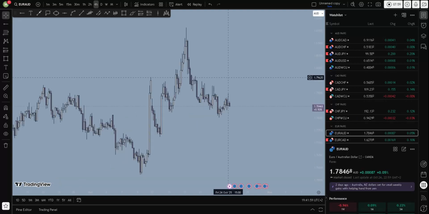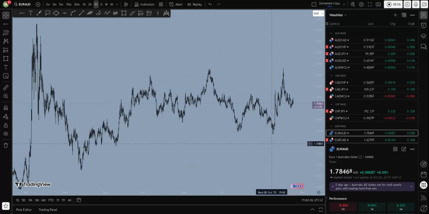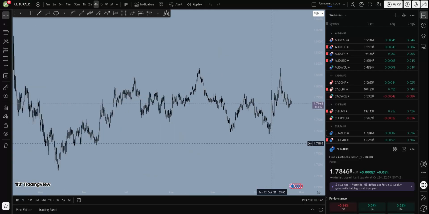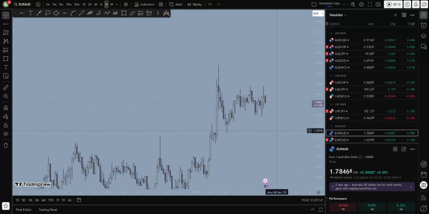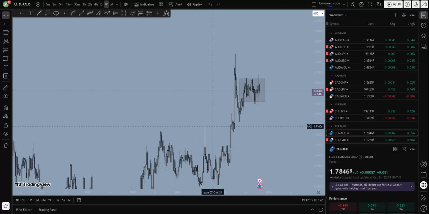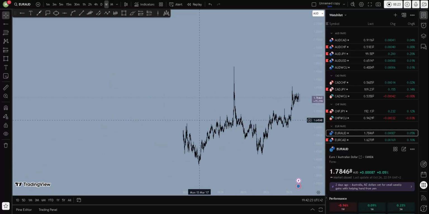Okay, then we got, what is this? Euro Australian dollar. Okay, that's the 4 hour time frame. Just coming here, I can see that this is moving sideways. It is bullish. Let's just look to the left quickly. What are we seeing here?